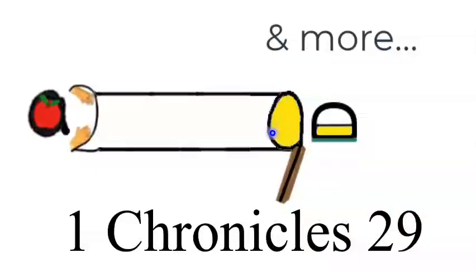The top part of the 9 is made into a gold nugget, and the bottom a beam of wood, to portray all the building materials David collected during his kingship for his son Solomon to build the temple for God.